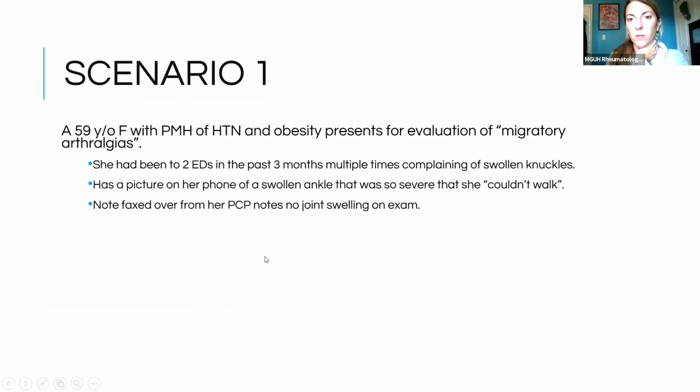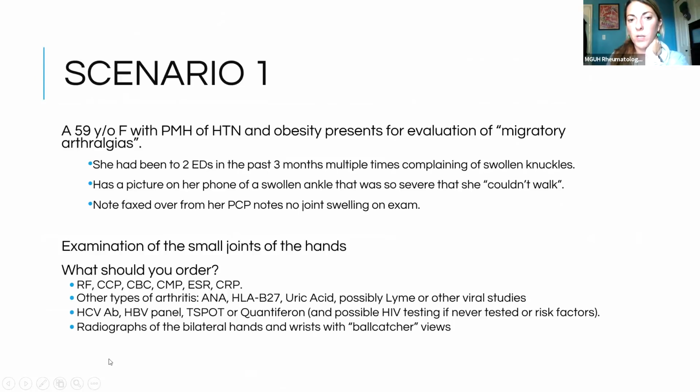So you have a 59-year-old female with hypertension who is obese, who presents with migratory arthralgias. She's been to multiple EDs with swollen knuckles. Her ankle has been swollen enough that she couldn't walk, right? You examine her hands. There is synovitis, so what should be ordered?